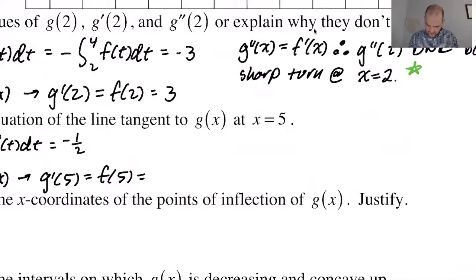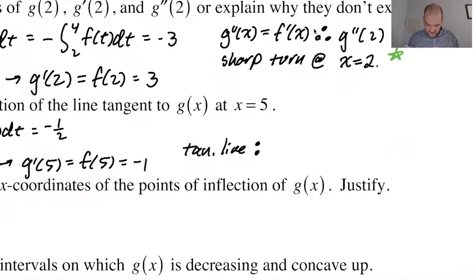So negative 1. So our tangent line, this is a good problem. This is all standard stuff that you're going to find yourself doing. So the tangent line is going to be y plus 1/2 equals negative 1 quantity x minus 5.